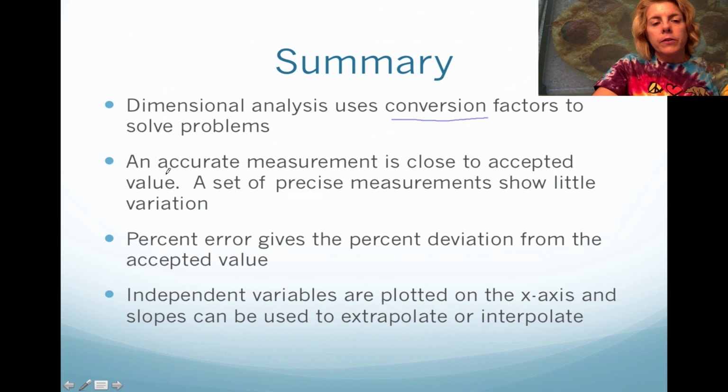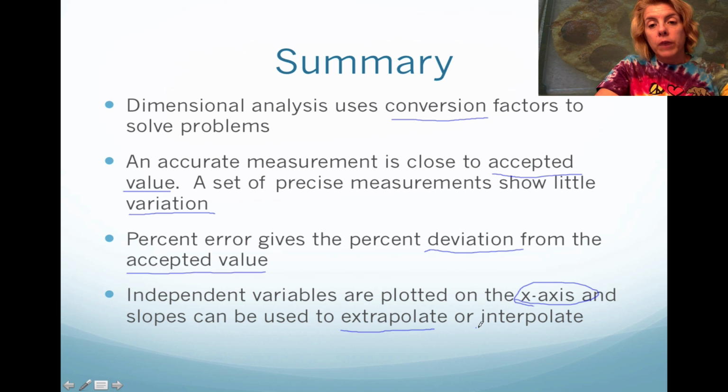Please note the difference between accuracy and precision. Accuracy, we're looking at the accepted value, how close it is to that. Precision, we're looking at the variation of a number. Percent error, we're looking at deviation from the accepted value. And then lastly, independent variables are plotted on the x-axis, not the y-axis, and we can use slopes to extrapolate or interpolate, depending on what we need.